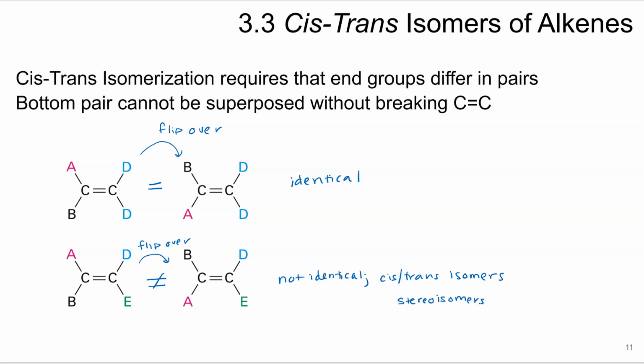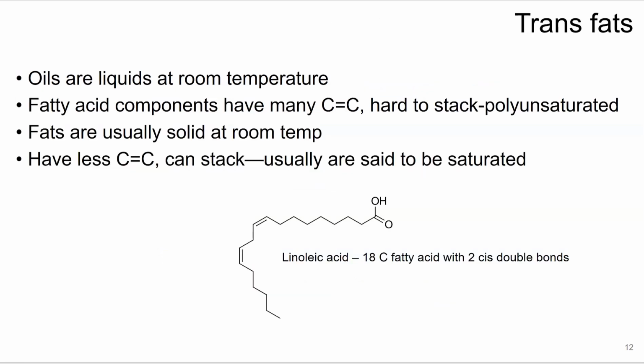If you remember that definition, the stereoisomer has the same formula. They're connected the same, but they differ in 3D space. So on this first carbon here, A and B are connected to the same carbon, but they're on opposite sides of that double bond, which makes them a stereoisomer. Okay, some places that you might have seen cis and trans alkenes are in trans fats.